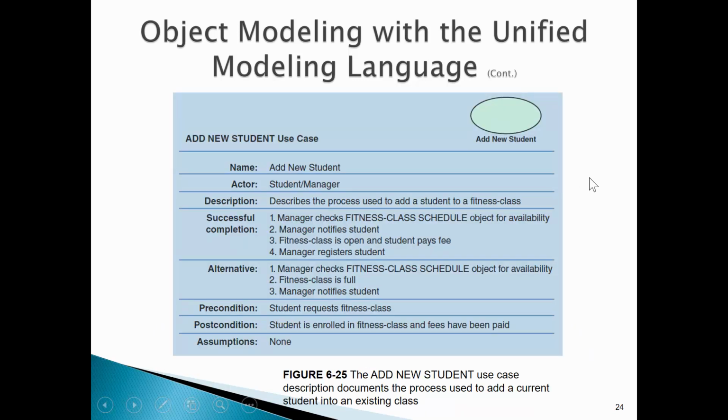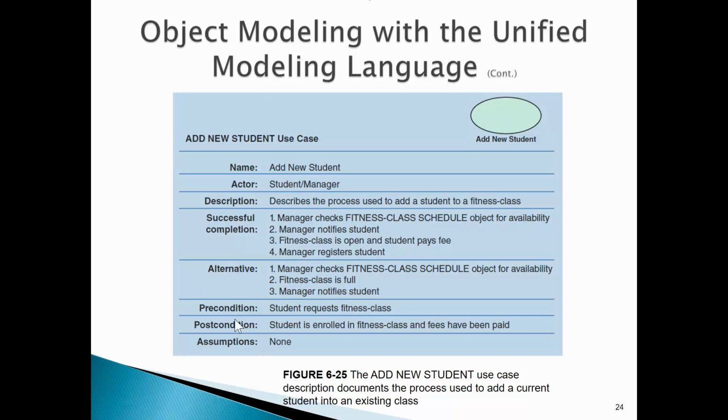Okay, now again, documentation associated with the use case. So in this case, add new student. The use case title should tell us exactly what it does. In this case, it does. The actor involved, student manager. Description describes the process used to add a student to a fitness class. So successful completion, how the use case is completed, or an alternative. So if the class is full, what do we do? Those kinds of things.